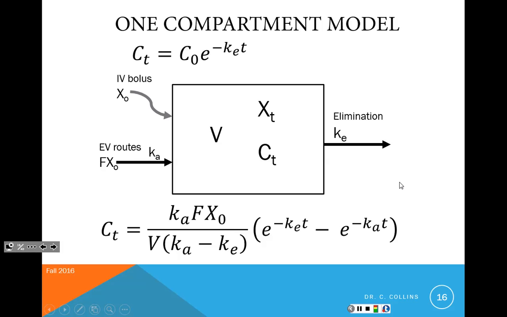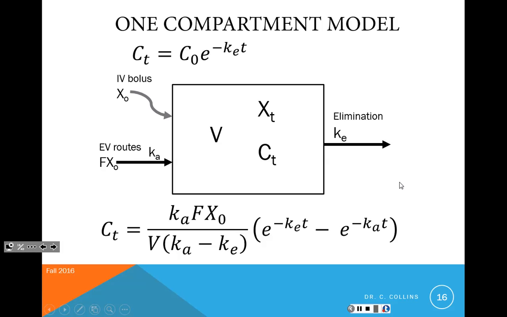The other route is extravascular, with an absorption step. So F X0 is the dose, and F is what fraction of that dose gets in. There's an absorption step described by the absorption rate constant, K sub A. And the equation describing that, you can see the format is similar to here. It's an exponential equation, but it has 2 parts. This is the elimination part, and this is the absorption part.